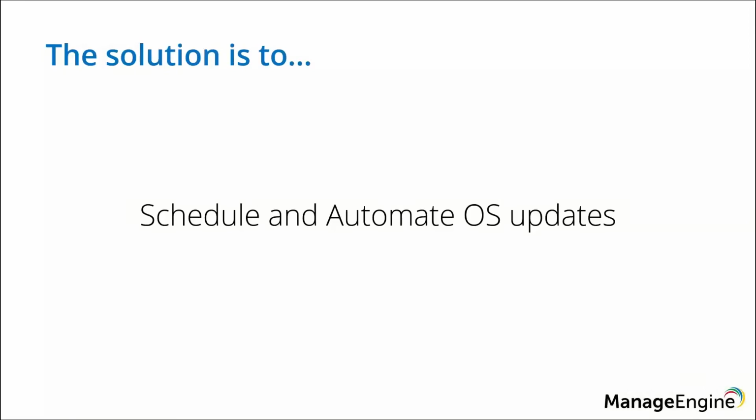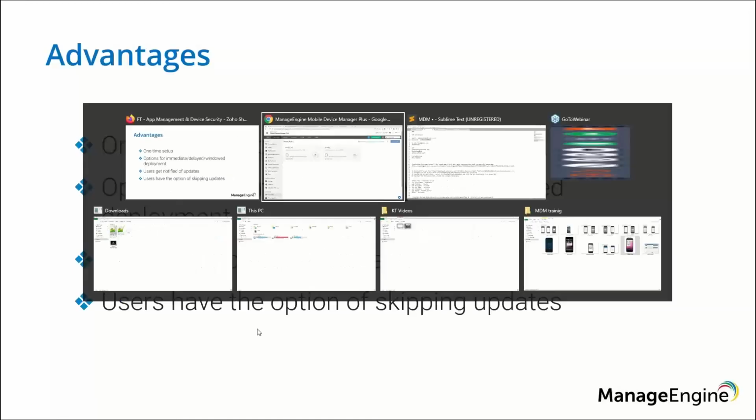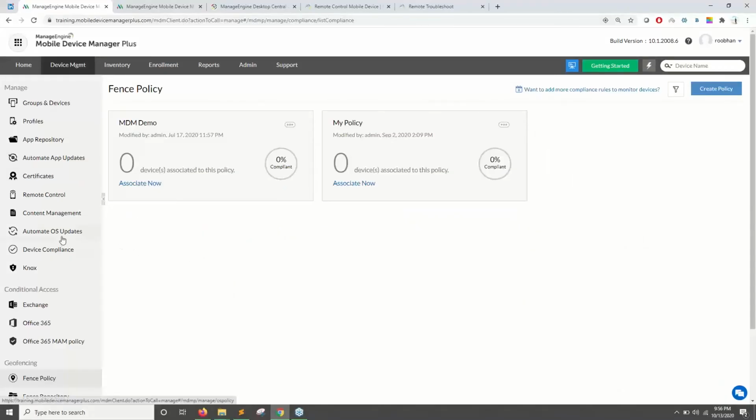So you need to make sure you have an automatic OS update policy. It's just a one-time setup where you can define an upgrade policy, either to immediately update the devices, or delay it for a certain time frame, or even to notify the users about it. Let me show you how easily you can create an OS update policy using our MDM solution.